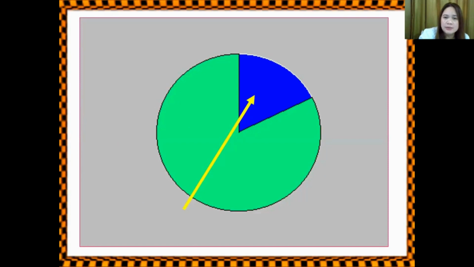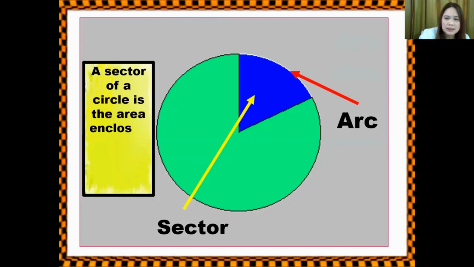Another one is the blue one. What do we call it? We call it a sector. So what is a sector? A sector of a circle is the area enclosed between 2 radii and an arc. So we have here an arc, a part of the circumference only, and the 2 radii, which is the plural of radius. It's enclosed by the 2 radii and an arc. So the blue part here is what we call the sector of a circle.